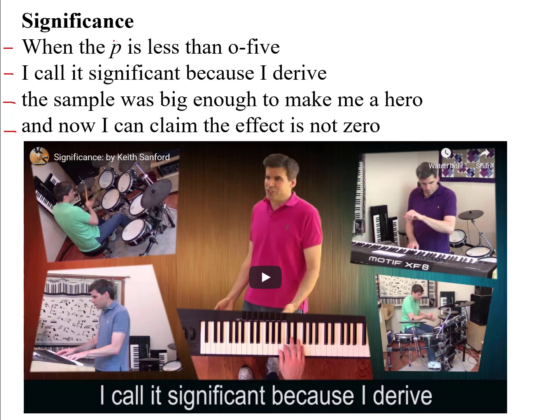So when we do significance testing, we calculate a p-value, and if our p-value is less than 0.05, we call our results significant. And when we call results significant, it means that our sample was big enough to conclude that we have a non-zero effect. So that's what significance testing is.